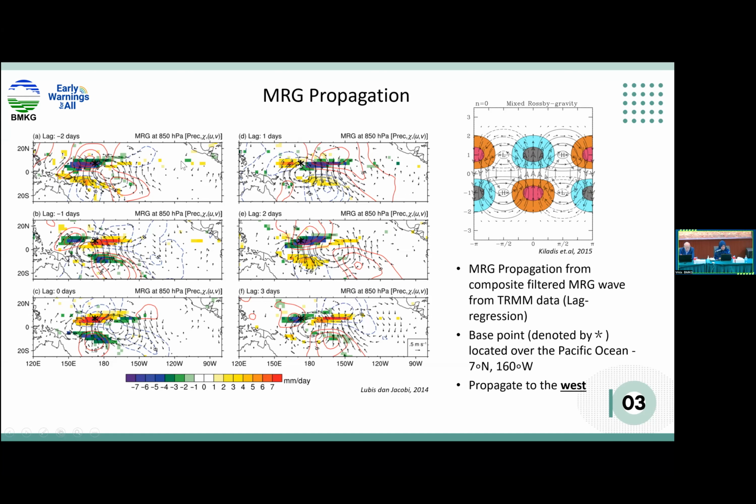So if we see the geographical propagation of the mixed Rossby-Gravity wave from the Lubis and Jacobi paper in 2014, we can see that here the wave propagates westward. There is a significant suppression of the rainfall anomaly in the northern part, and an increase of significant precipitation anomaly in the southern part.